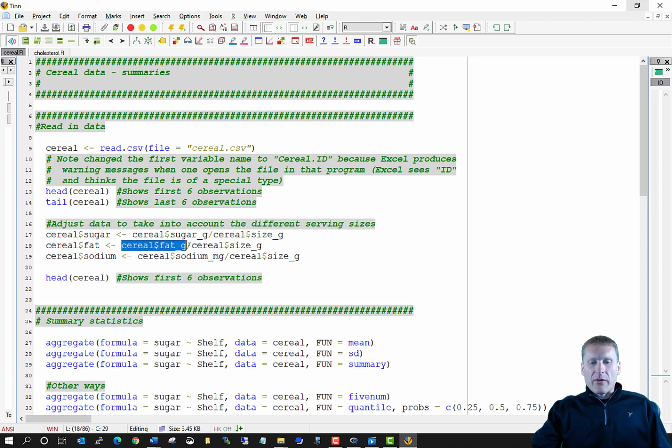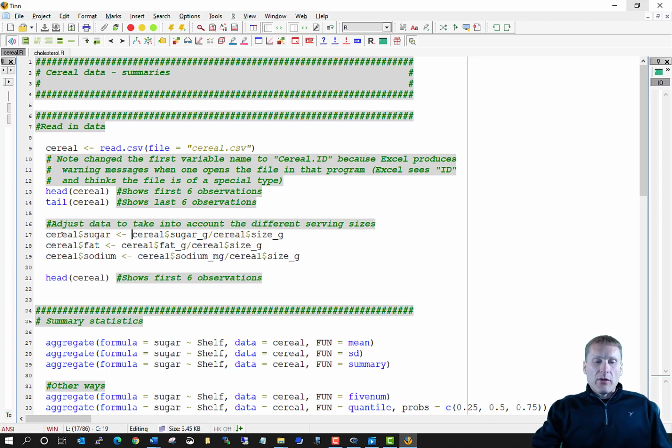And we'll also do that for fat. We'll also do that for sodium as well. Do note, though, that sodium, again, is measured in milligrams. And so once I do that, I want to be able to save these results. What I'm going to do is put these new variables back into my original data set.